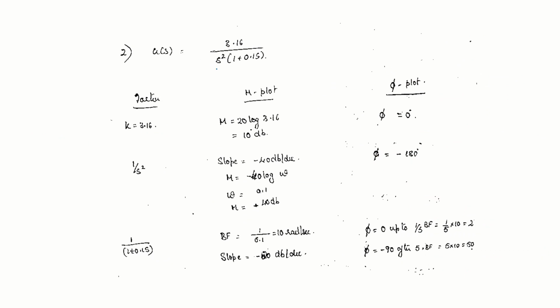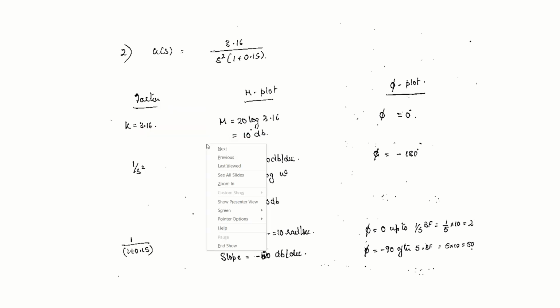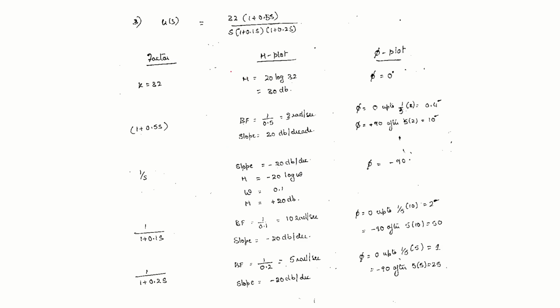Only thing is I have taken here a square now. Correct? So you will get minus 40 dB per decade. I will teach one more example later. Okay, this is 32 into 1 plus 0.5 s, divided by s into 1 plus 0.1 s into 1 plus 0.2 s.